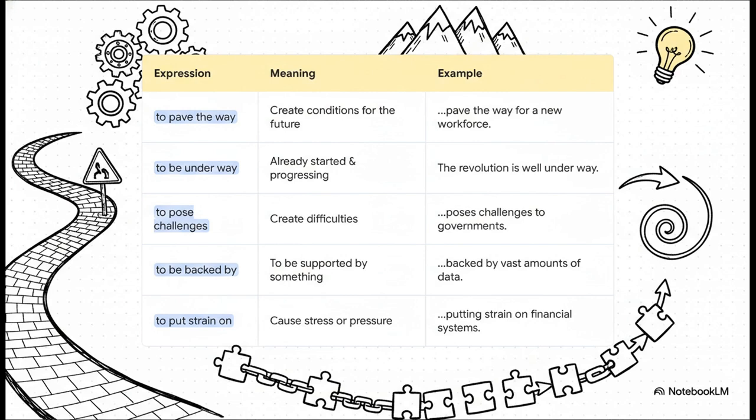Instead of saying something simple like, it made it possible, you can say, it paved the way for. Instead of it's already started, you say, it's well underway. See the difference? Pose challenges, be backed by, put strain on. These are the phrases that will really make your writing and speaking stand out. I'd pause here and really let these sink in.